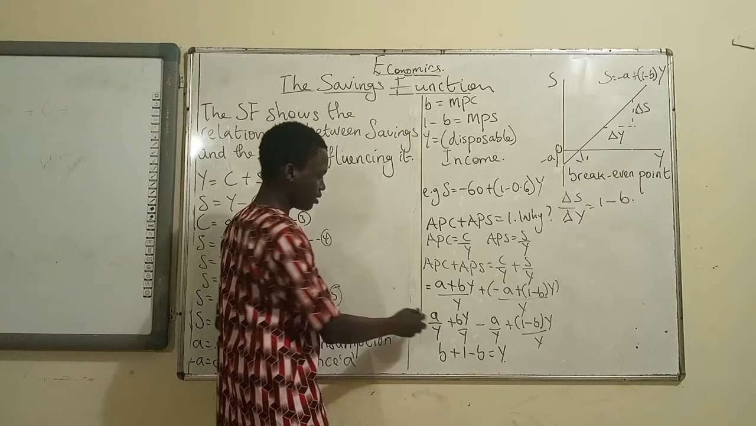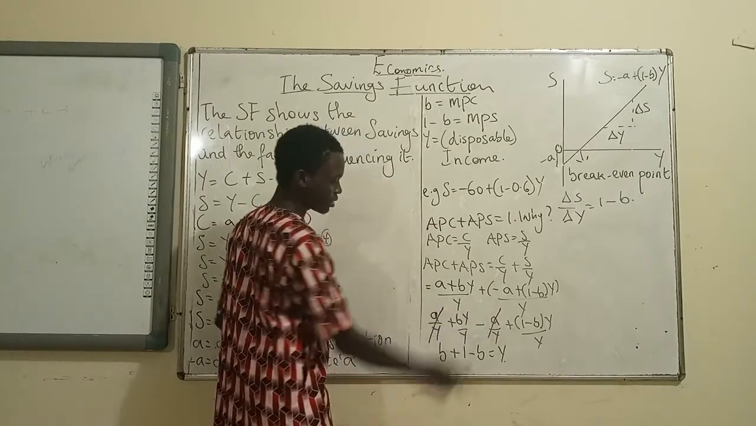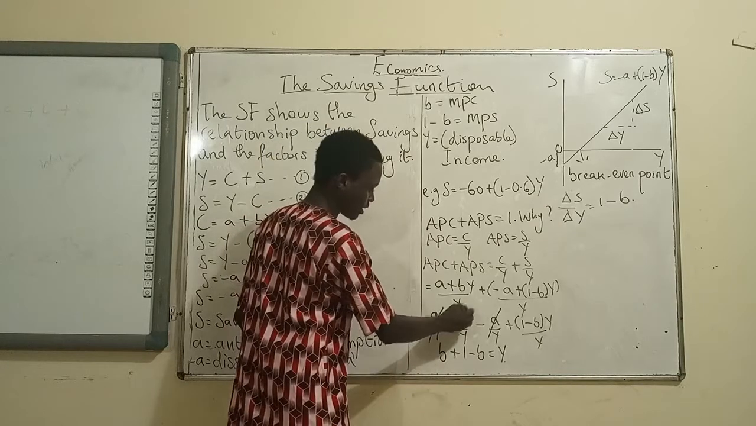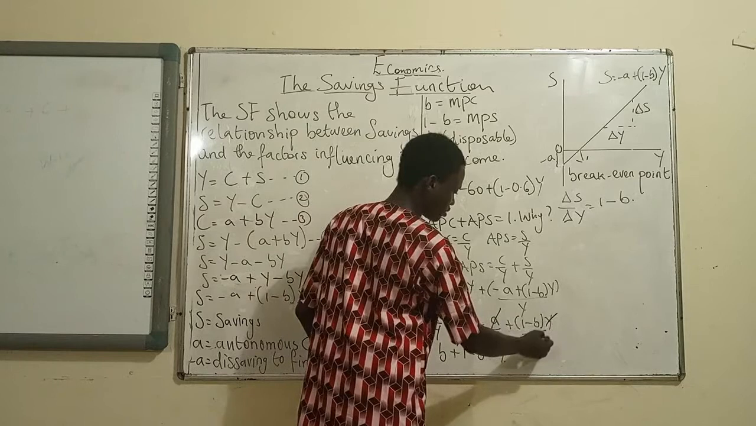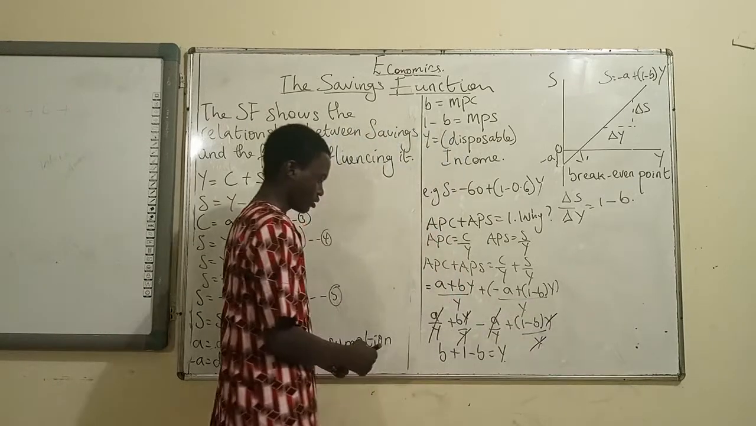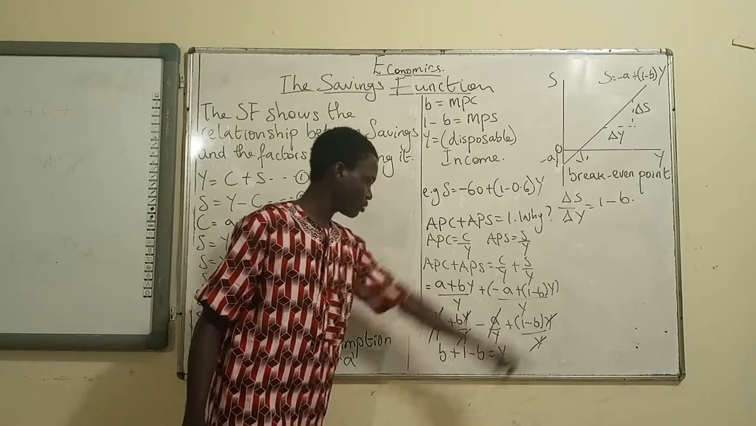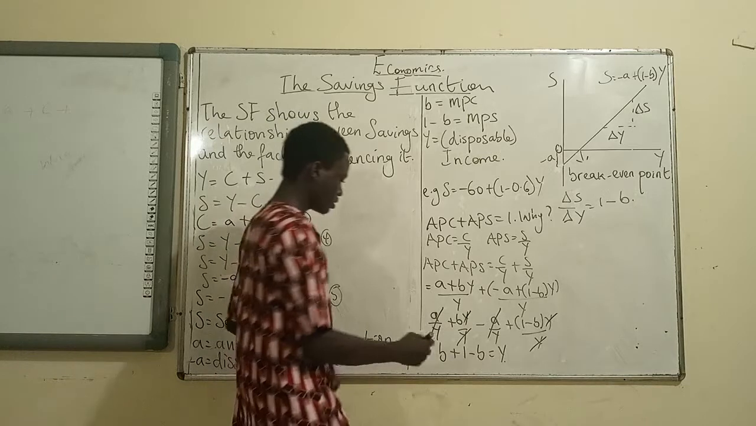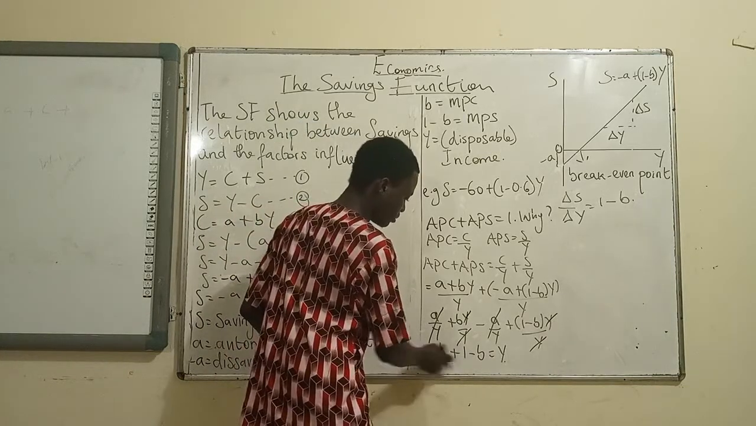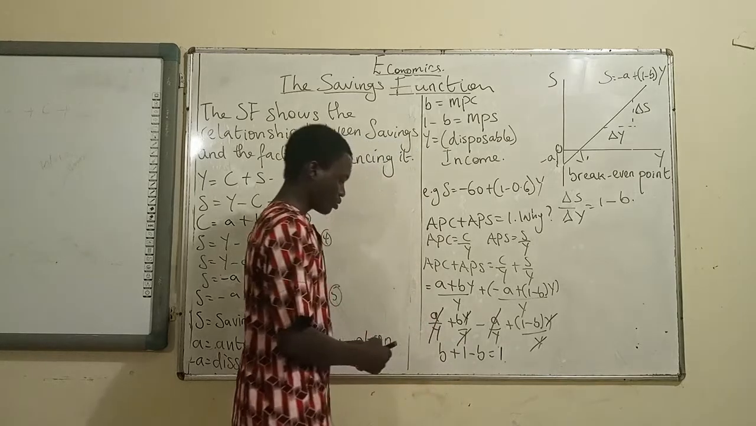From there, A over Y minus A over Y cancels out. Y cancels Y, so we are left with b. Then Y cancels Y here, so we are left with 1 minus b. So we are left with b plus 1 minus b. So b plus 1 minus b is equal to what? b minus b is 0, so we are left with 1. b plus 1 minus b equals 1.